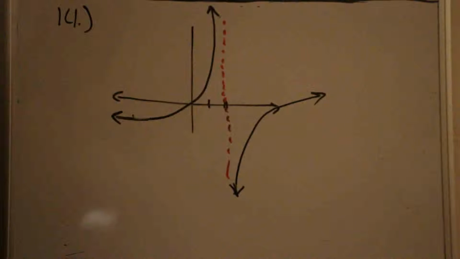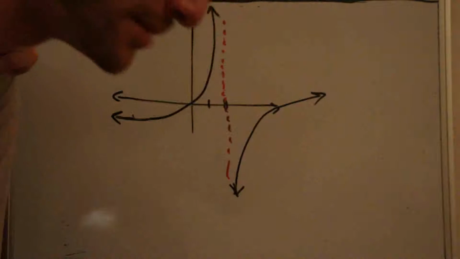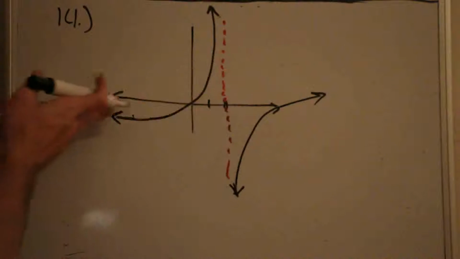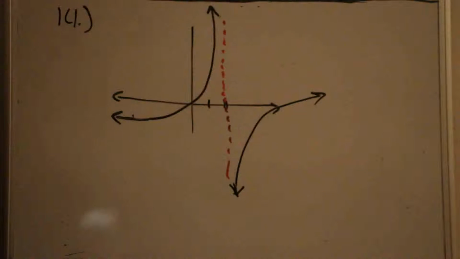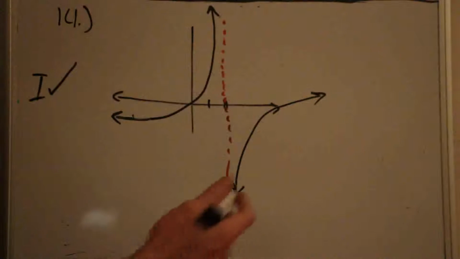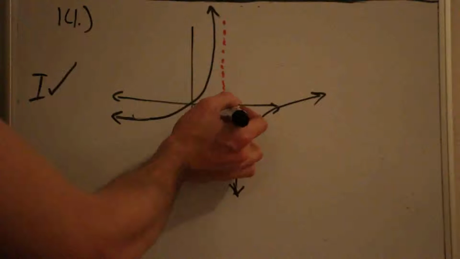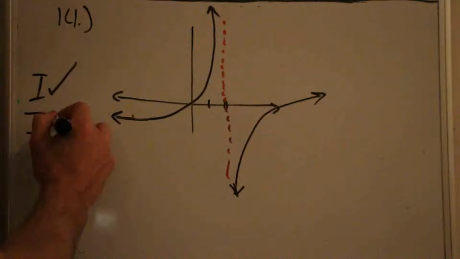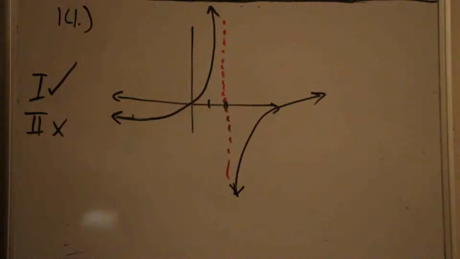Now, this says which of the following statements are true. So statement 1 is that the limit as x goes to 2 from the left is positive infinity. Well, as x goes to 2 from the left, yeah, the limit is positive infinity. So 1 is true. Statement number 2, the limit as x goes to 2 from the right is positive infinity as well. Well, the limit as x goes to 2 from the right is negative infinity. So that's not correct. So 2 is incorrect.